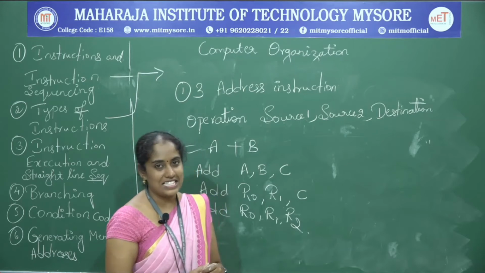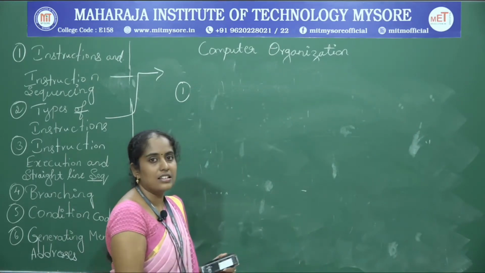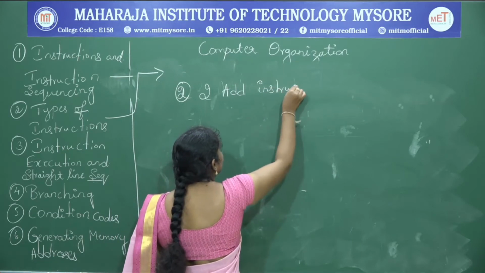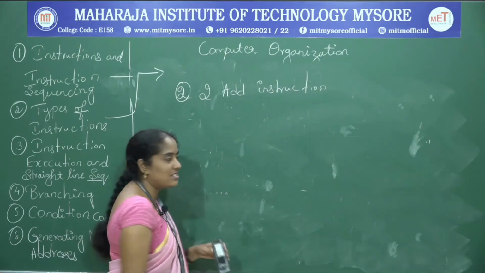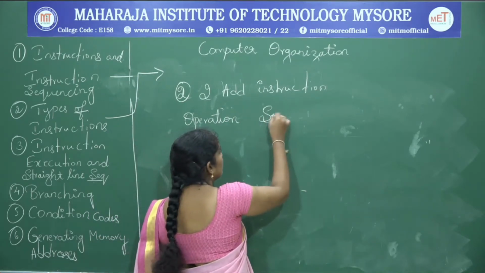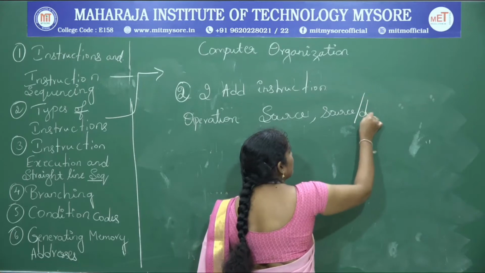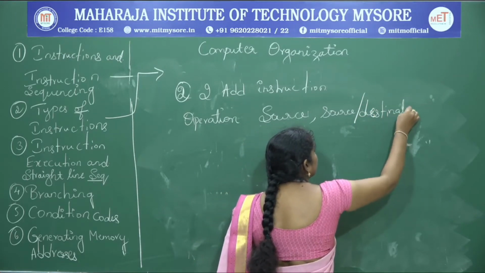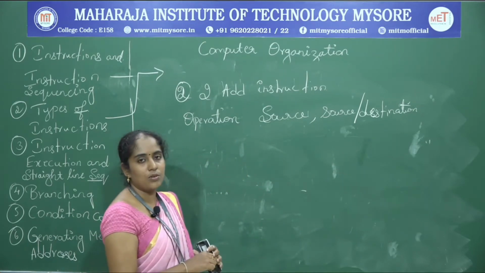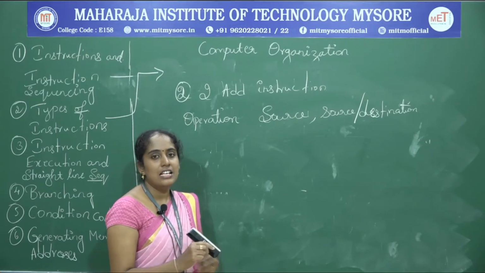The second one is the 2 address instruction. Again, the format for this is operation, source, comma, and here it can be source or destination. I will tell you why it is source or destination. Again take this simple example, C is equal to A plus B. In one instruction you cannot perform the addition of two numbers, so we need several instructions.